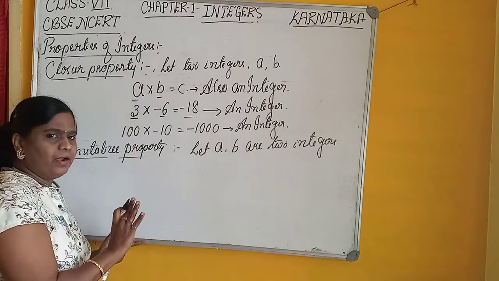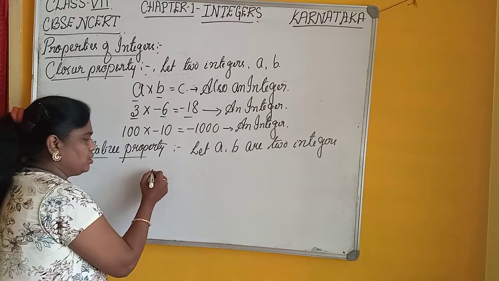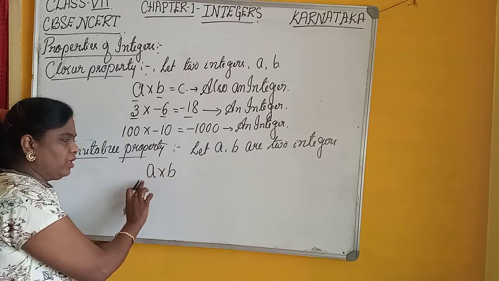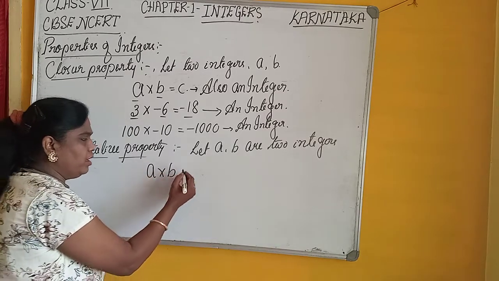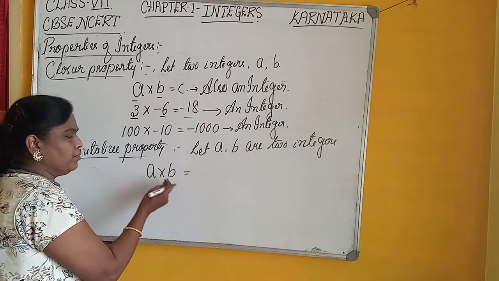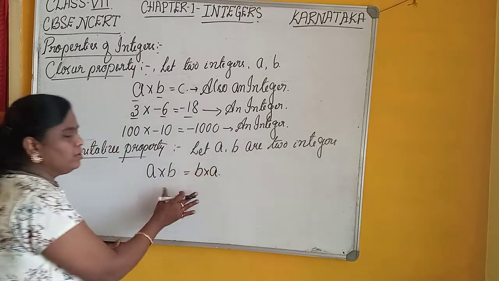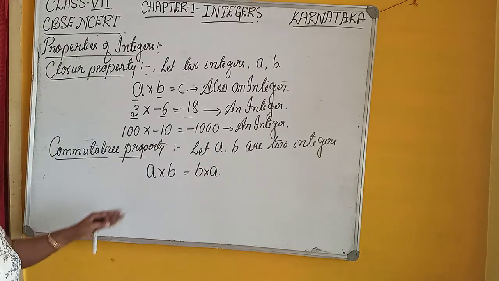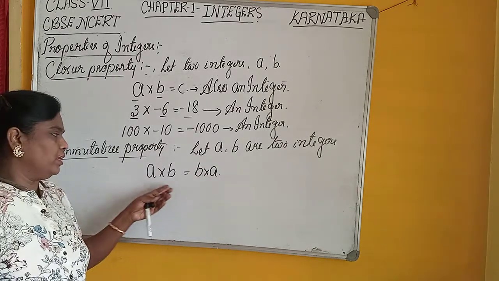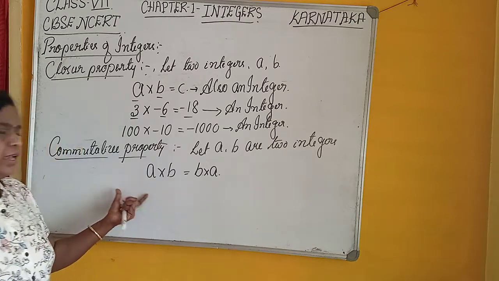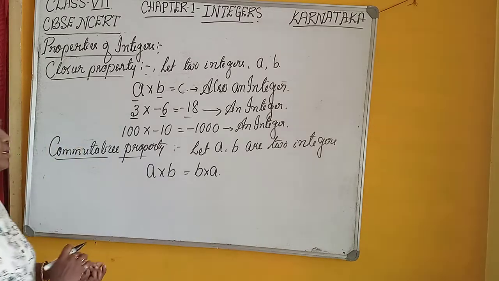When we multiply two integers in any order, A into B is one order and in the reverse order, B into A, both are the same. If you multiply two integers in any order, their product is the same.